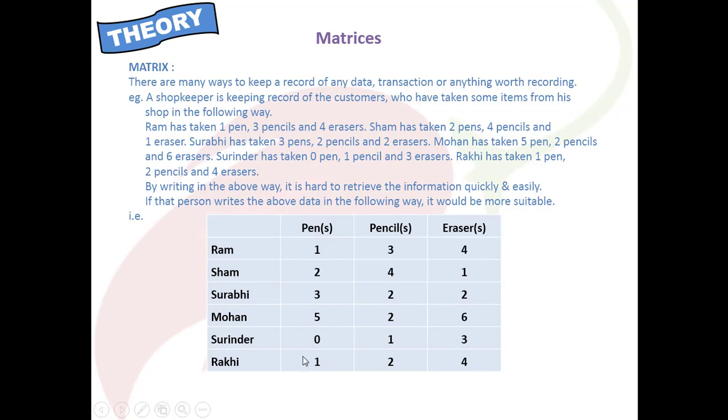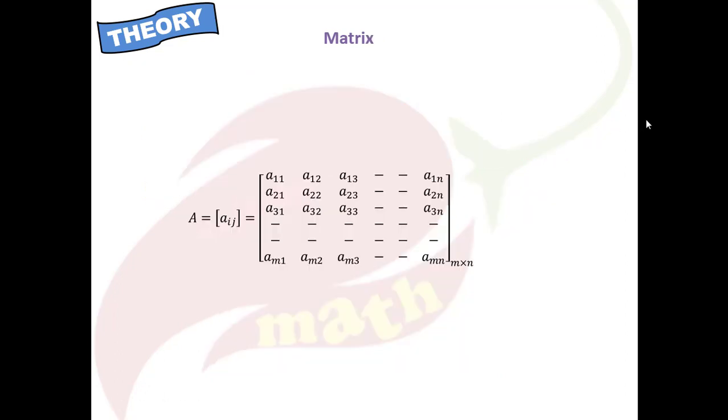Okay, if he add all these elements or the numbers, then उसे पता चल जाएगा कि उसने कितने पेन्स बेचे हैं. Okay, similarly with the other, this one, he could get how many pencils he has sold. Similarly with this erasers. So it is better to write this way than this way. Okay, so this representation is what we call matrix. Let's proceed.